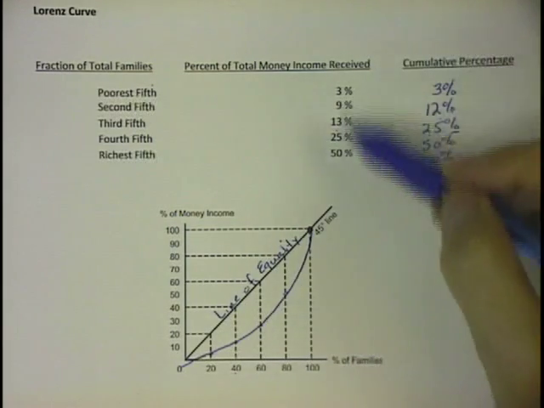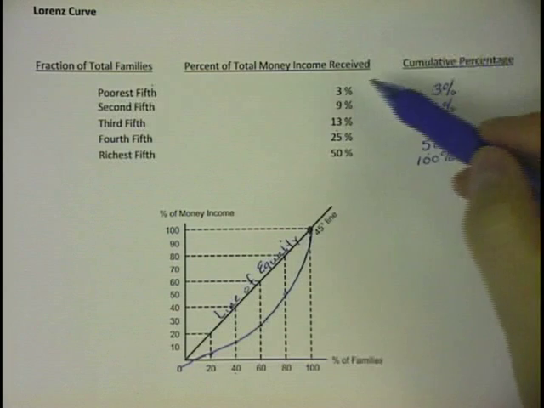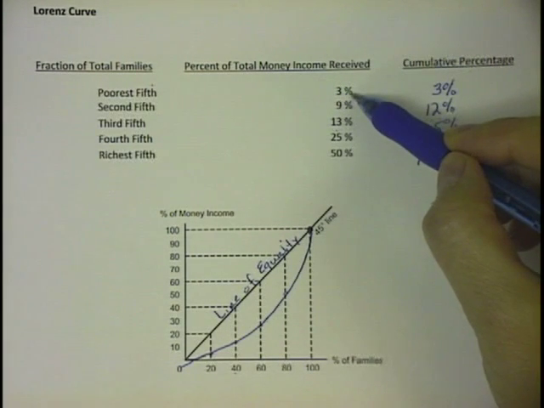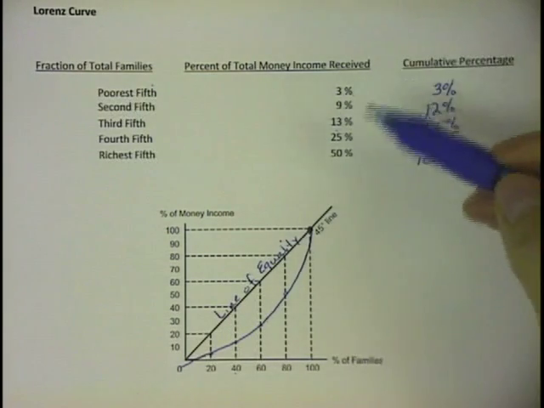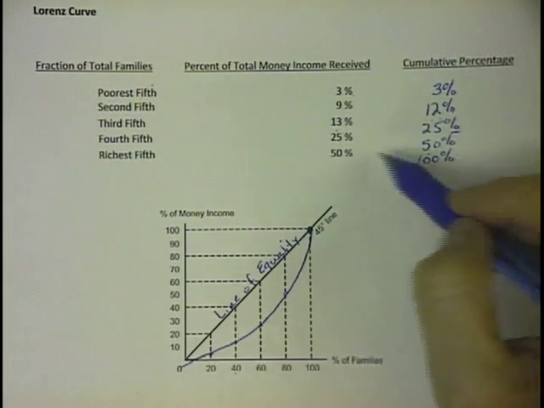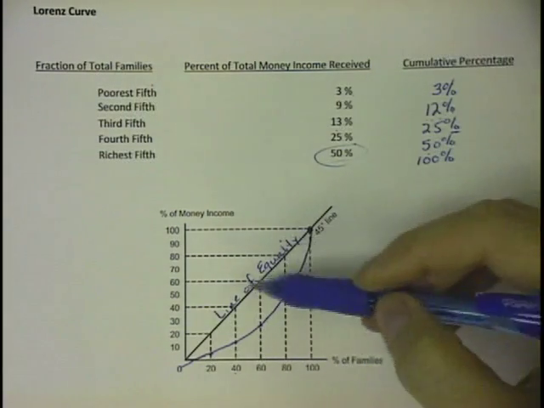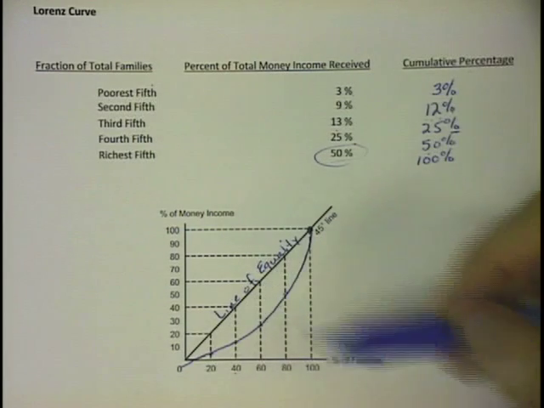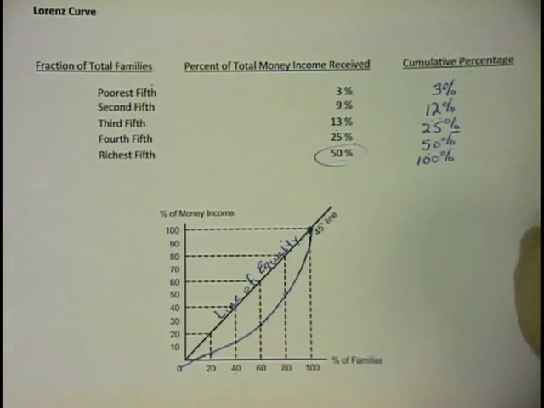Now these numbers that I used up here are pretty representative of the United States right now. So the bottom 20% earns about 3% of all the income earned in this country, and then the second is 9%. So we can see that the rich are getting a good portion of the income. The closer this Lorenz curve is to the line of equality, the more equal the distribution of income. The further it is, the less equal is the distribution of income.